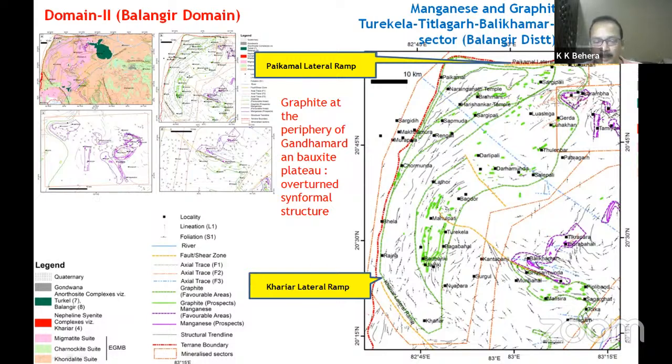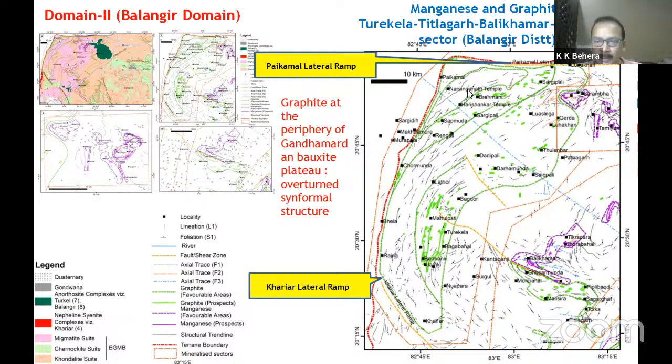And towards south, the foliation is almost northeast-southwest. And towards the edge, on approaching the career lateral ramp, it's becoming northwest-southeast, just because of that career lateral ramp. In this part, all the foliation almost goes parallel to the terrain boundary, and foliations will be found easterly dipping. And the major fold is almost easterly dipping. No, easterly plunging. And you will get graphite at the periphery of Gandhamardan bauxite plateau.